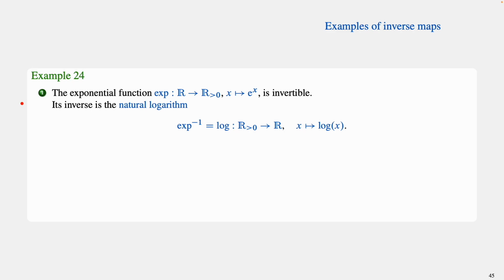Some other examples of inverse maps. So we look at the exponential map, which we haven't properly introduced in this course, but I hope you remember it from school. The exponential map takes real numbers and maps them to positive real numbers by taking the exponential of the Euler number e with x. And this one is invertible, and its inverse is called the natural logarithm, log, mapping positive real numbers into real numbers.